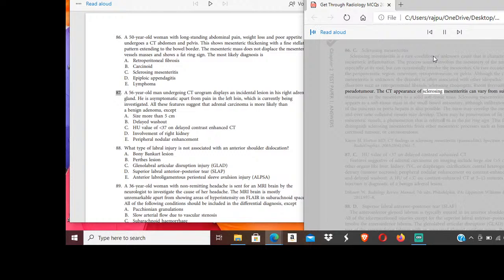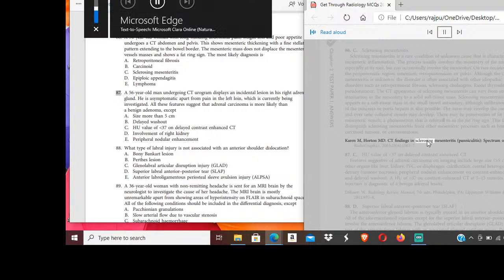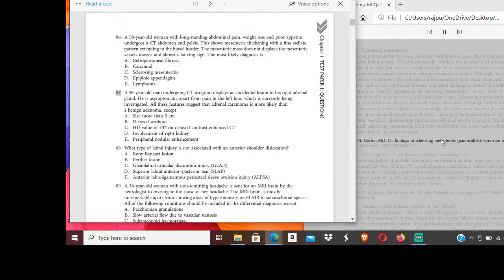The CT appearance of sclerosing mesenteritis can vary from subtle increased attenuation in the mesentery to a solid soft tissue mass. Sclerosing mesenteritis most commonly appears as a soft tissue mass in the small bowel mesentery, although infiltration of the region of the pancreas or porta hepatis is also possible. The mass may envelop the mesenteric vessels, and over time collateral vessels may develop. There may be preservation of fat around the mesenteric vessels, a phenomenon referred to as the fat ring sign. This finding may help distinguish sclerosing mesenteritis from other mesenteric processes such as lymphoma, carcinoid tumor, or carcinomatosis. Horton K.M., CT findings in sclerosing mesenteritis (panniculitis) spectrum of disease.